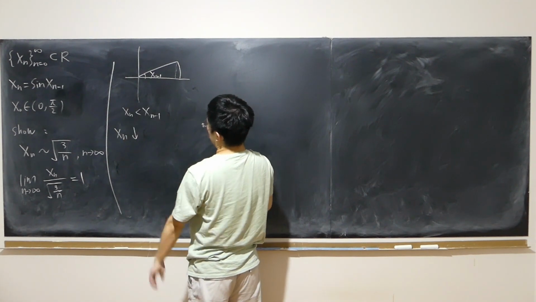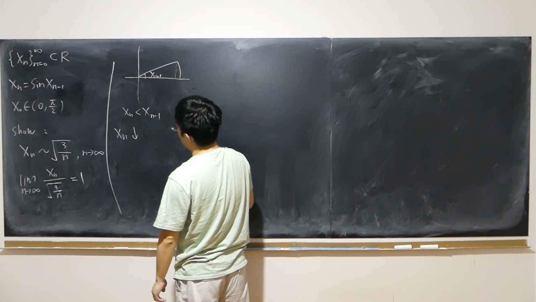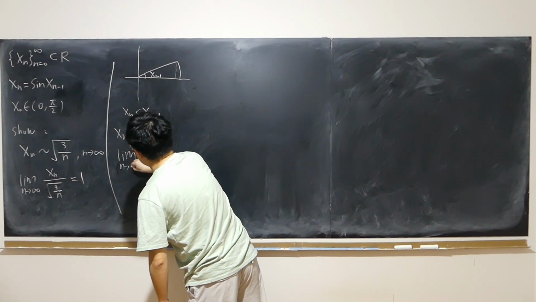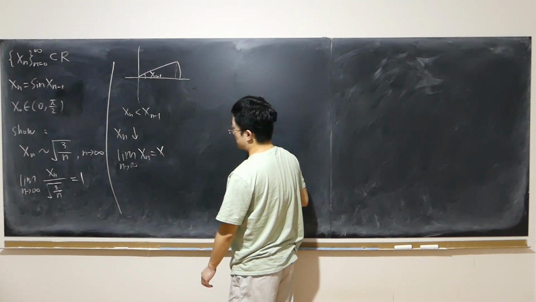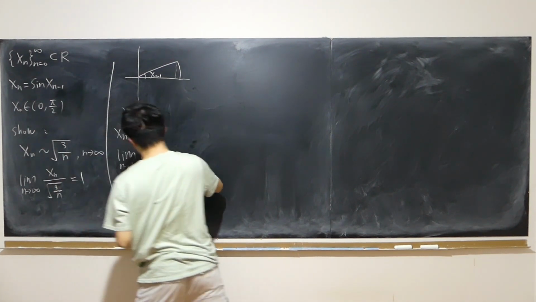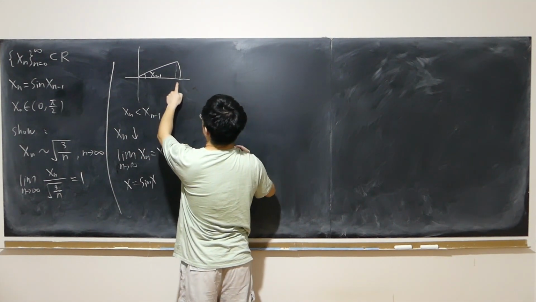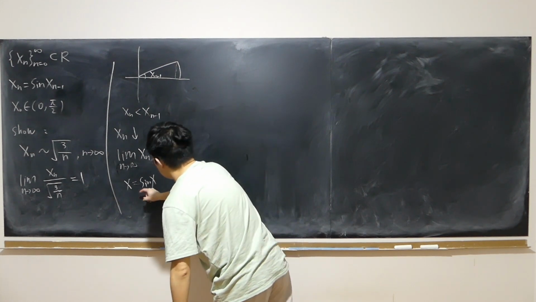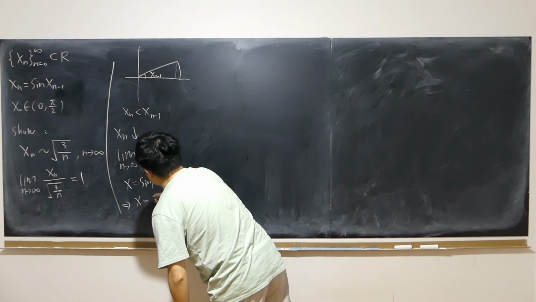Of course, it is bounded below, since every term is positive. So it has a limit. That we can say for sure. The limit does exist, denoted as x. So this time we can take the limit on both sides: x equals sine x. And also it's between 0 and half pi, so it only happens when x is equal to 0. Otherwise, it cannot be true. So we immediately conclude x is 0.